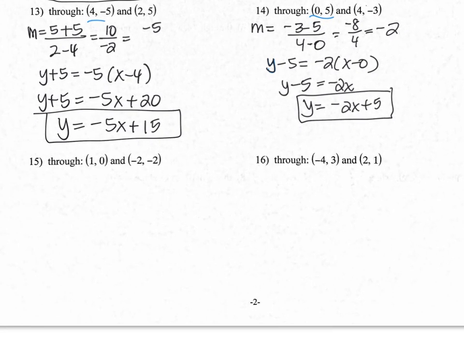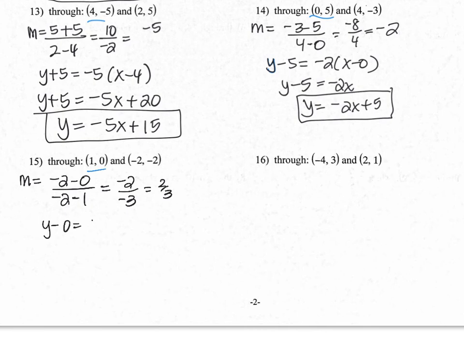Okay, so number 15. Find the slope, difference of the y's over the difference of the x's. So negative 2 minus 0 over negative 2 minus 1. So this is negative 2 over negative 3. So this is 2/3. Again, I'm going to use my first point. So y minus 0 equals 2/3 times x minus 1. So y would be equal to 2/3 x minus 2/3. Alrighty.